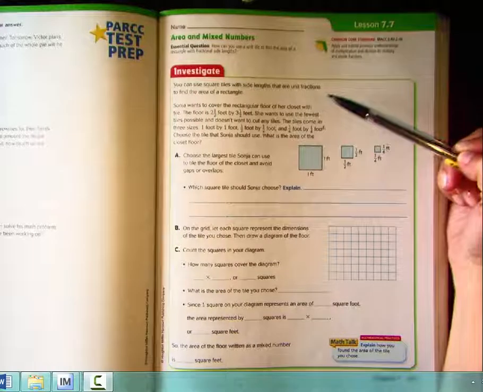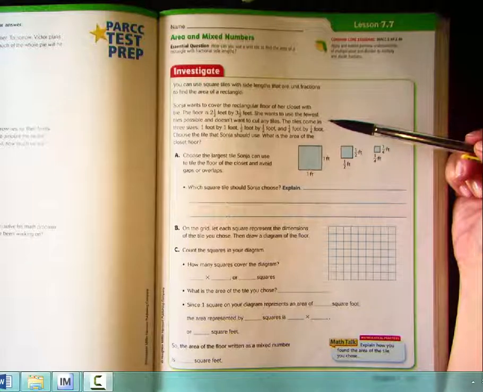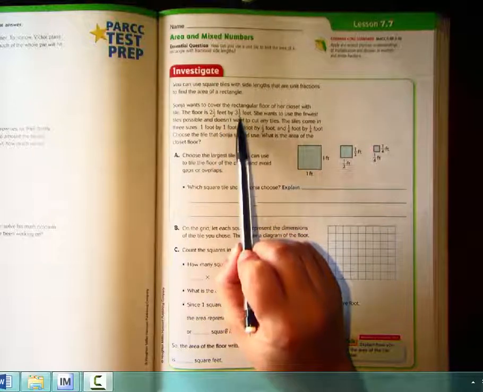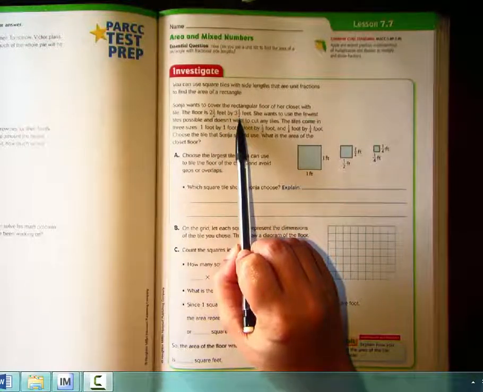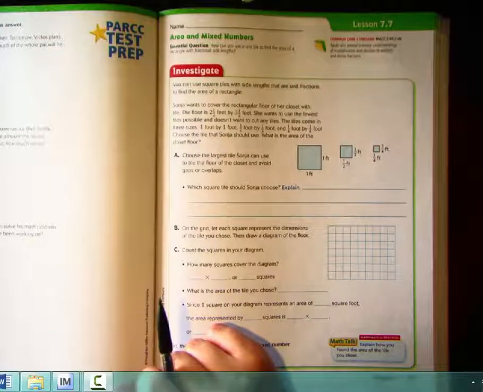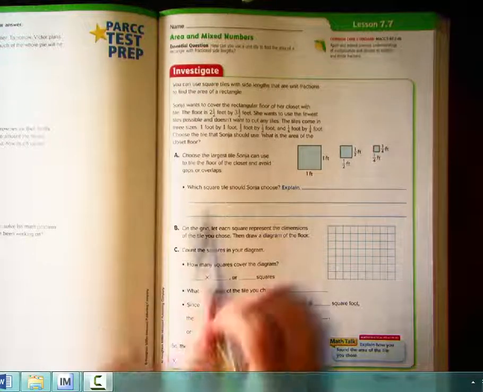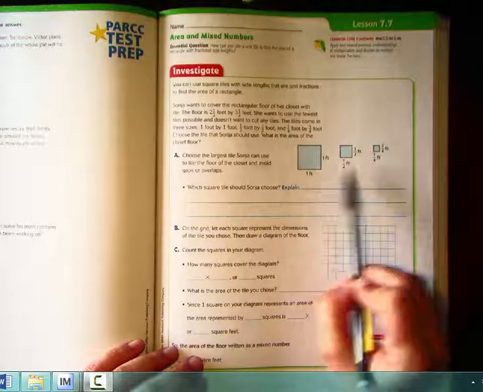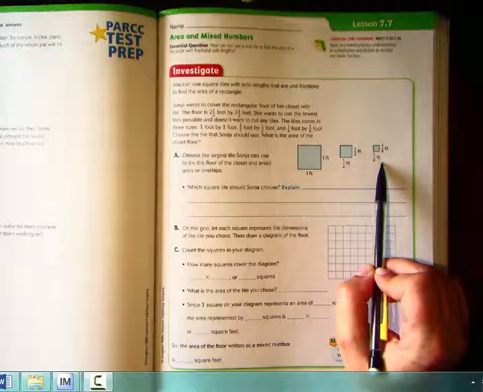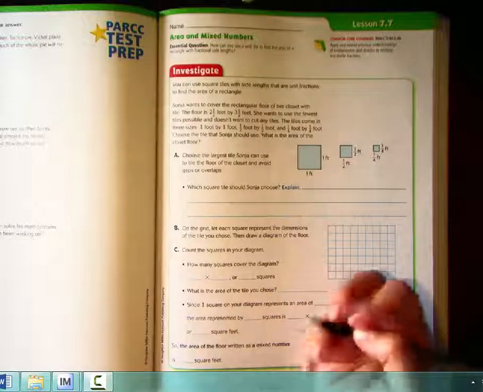So let's take a look at the first example. It says, Sonia wants to cover the rectangular floor of her closet with tile. The floor is 2.5 feet by 3.5 feet. So there's our mixed numbers. She wants to use the fewest tiles possible and does not want to cut any tiles. The tiles come in 3 sizes: 1 foot by 1 foot, 1/2 foot by 1/2 foot, and 1/4 foot by 1/4 foot. Choose the tile that Sonia should use. What is the area of the closet floor?